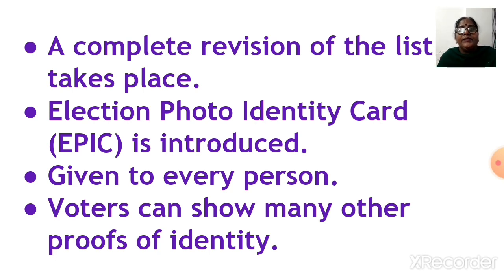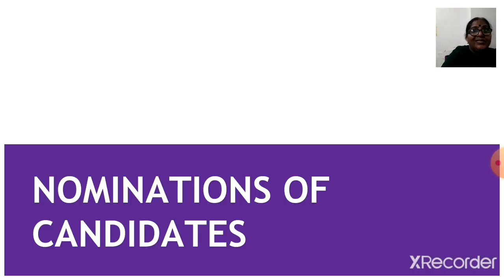See, here is the image of the EPIC card. Your photo is there and all your other details, with your date of birth, age, address, everything mentioned over there. Okay, now let's move further. We talked about the voter list. Now let's talk about the candidates.